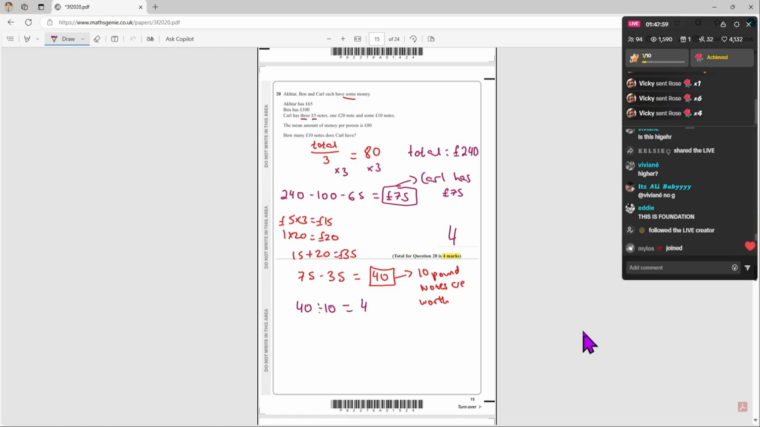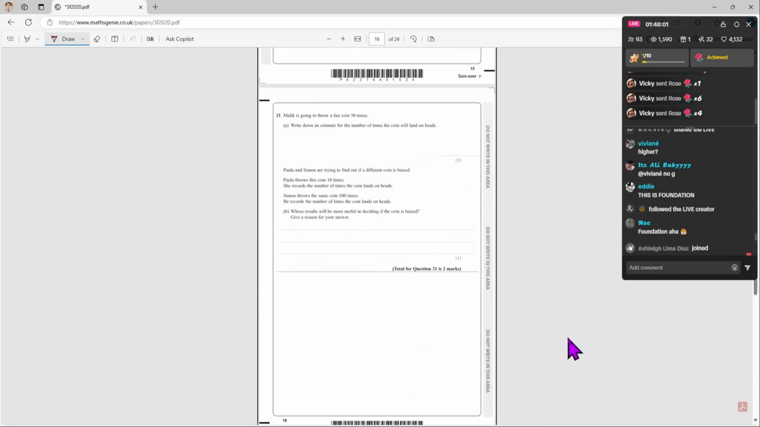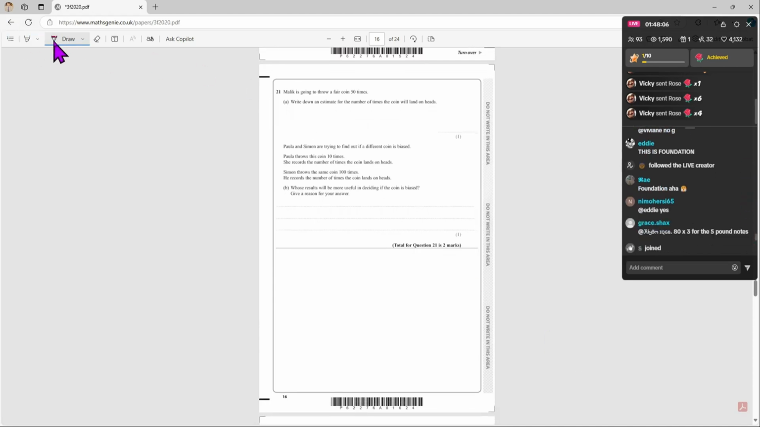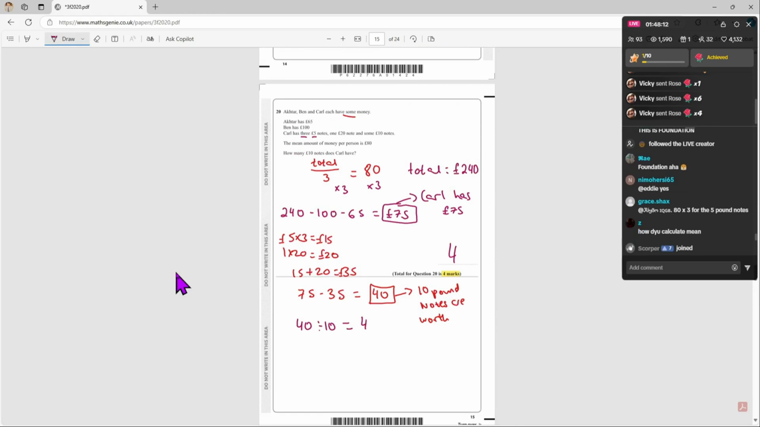So, question number 21, guys. How do you calculate mean? You do the total amount divided by the number of people, then that will be your mean. So that's how they got the mean of 80. Okay? And that's actually how we worked out the total.